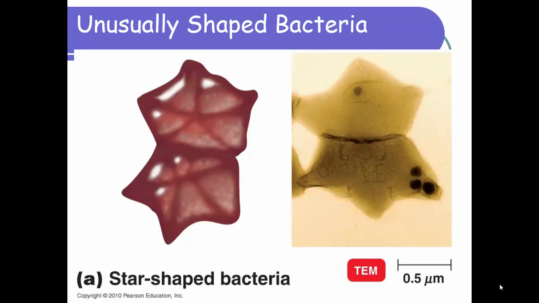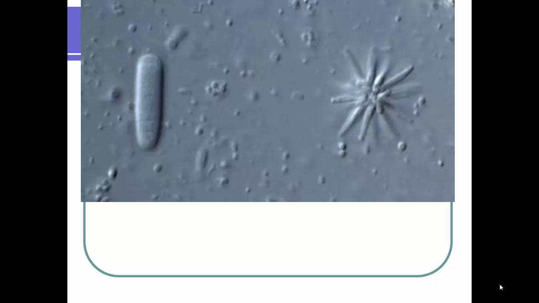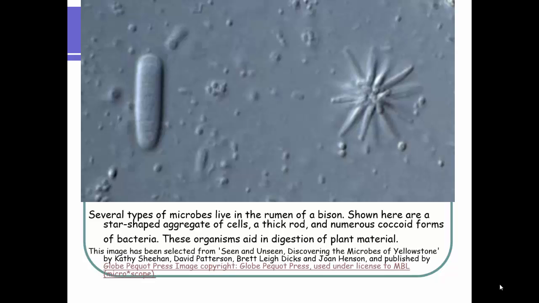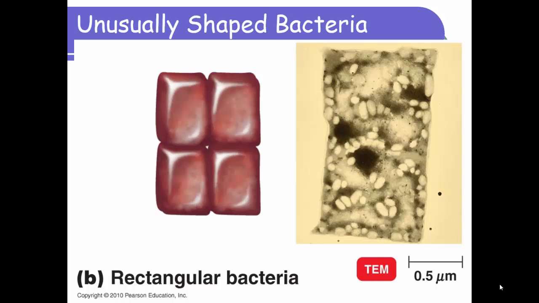We also have some unusually shaped bacteria, such as these star-shaped bacteria. In the Archaea kingdom, many of the organisms will have very odd shapes, similar to this. This is actually a photomicrograph of microbes living in the rumen of a bison. Shown here is a star-shaped aggregate of cells, a very thick long rod, numerous cocci, and a few other shorter rods. These organisms in the bison actually aid in digestion of plant material. We can also see rectangular-shaped bacteria and archaea. This actually is an example of a rectangular-shaped archaea.